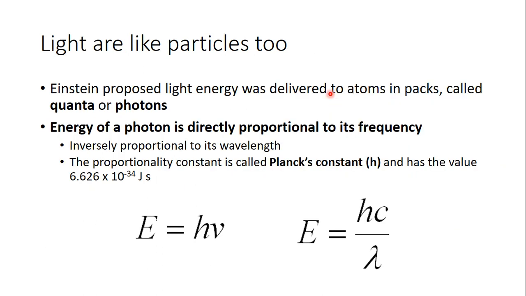So Einstein said, okay, light is coming in discrete packets, so it can't be a wave. They have to be particles. He called these packets quanta, or photons. He said that the energy of a photon is directly proportional to its frequency. That is, the higher the frequency, the more energy you're shining. We saw that in the previous slide: to eject electrons, you need a certain frequency of light. The energy is also inversely proportional to the wavelength. Shorter wavelength, higher energy. So X-rays have very short wavelengths.